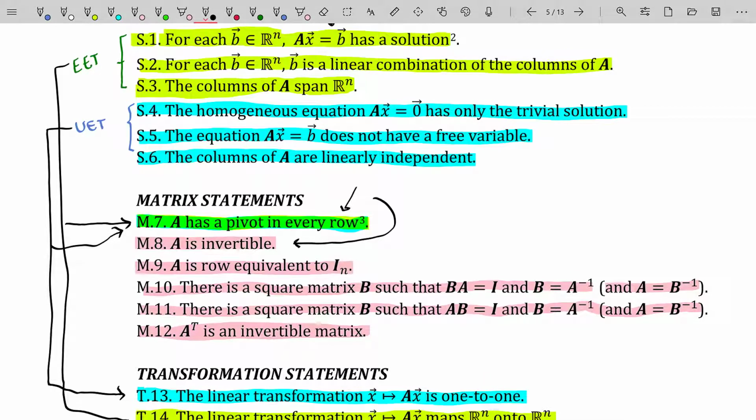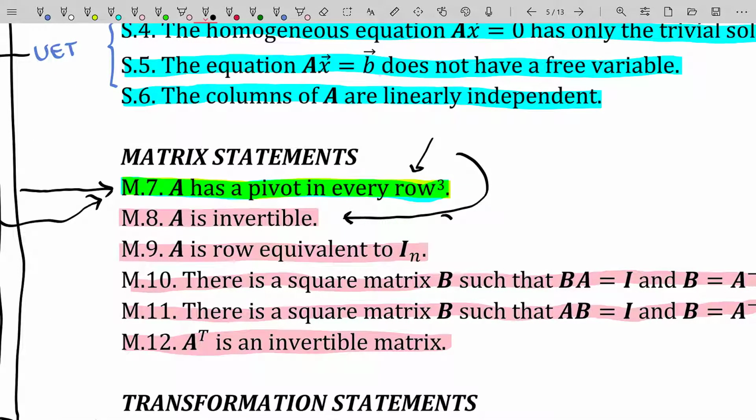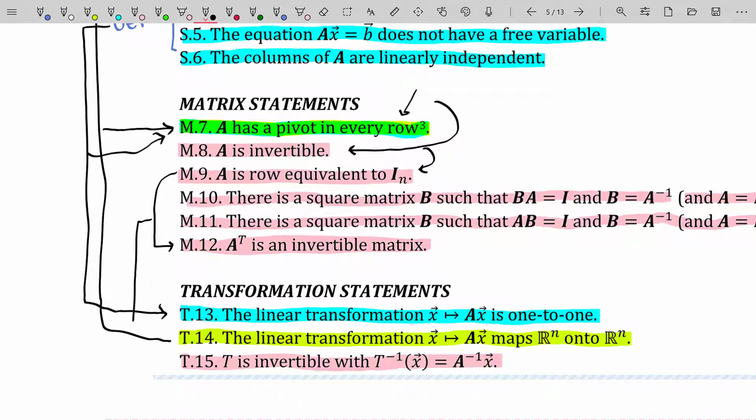And now we know it's invertible, so A is row equivalent to the identity matrix. We had a theorem earlier that we already proved: A transpose is an invertible matrix. And I'm pretty certain we proved this one, but I'm not 100% sure, that T is invertible with the transformation inverse being A inverse x. If we didn't prove that, I apologize.